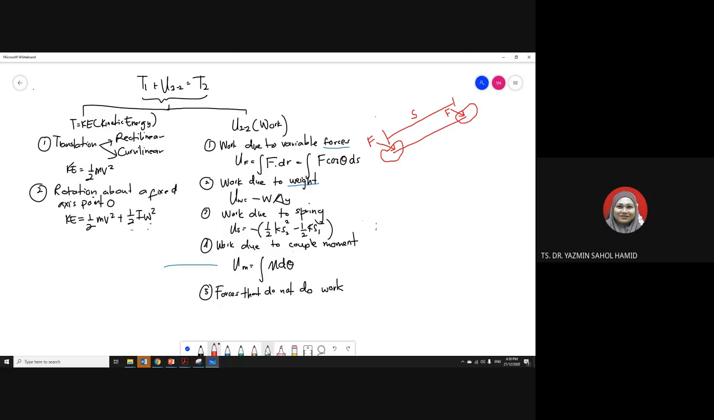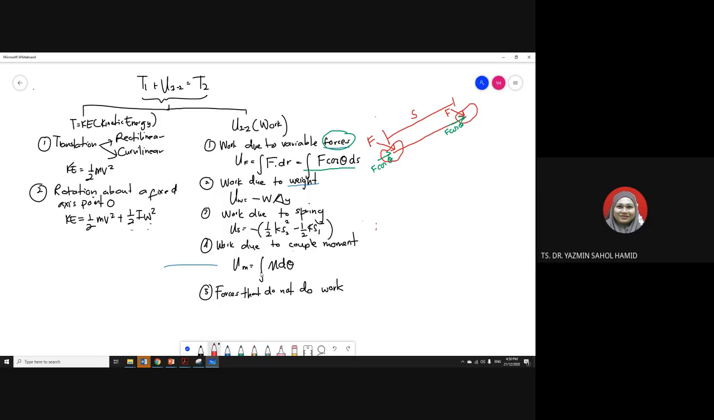Okay, so again if we resolve this force, it will become F cos theta. Okay, that one you all already know. F cos theta. So if it's work due to a variable force, then the work U_F equals the integration of F dr, or equals the integration of F cos theta ds. Okay, so this is it.